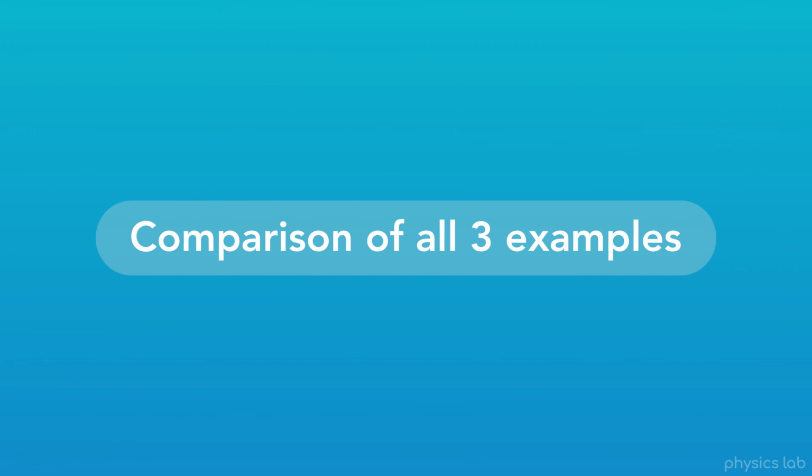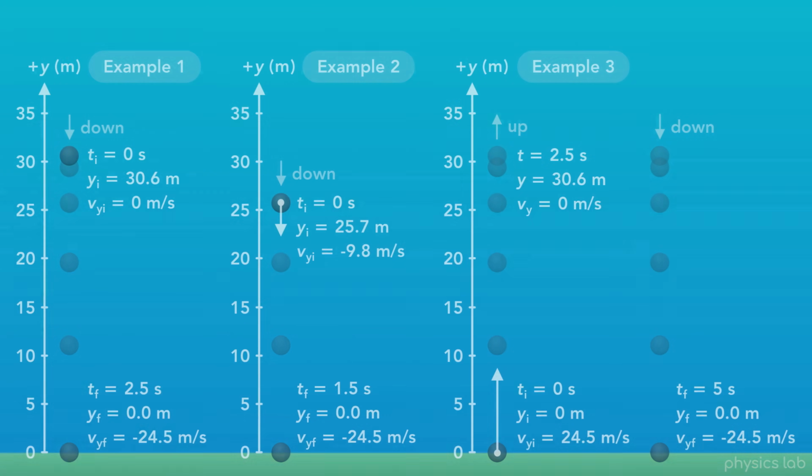Now, let's do a quick comparison of all three examples to get a full picture of one-dimensional projectile motion. You might have noticed some similarities with the ball's motion in each example. In example 1, the ball started at 30.6 meters with zero velocity. It hit the ground in 2.5 seconds with a velocity of negative 24.5 meters per second.